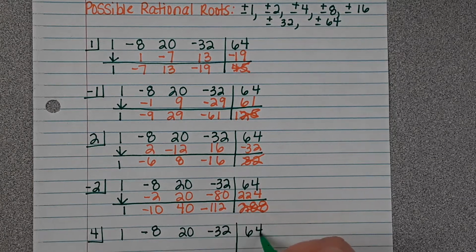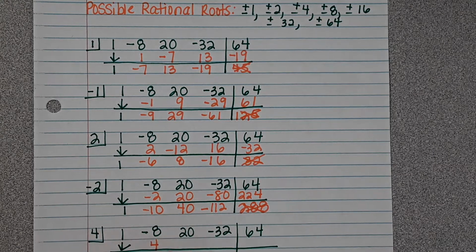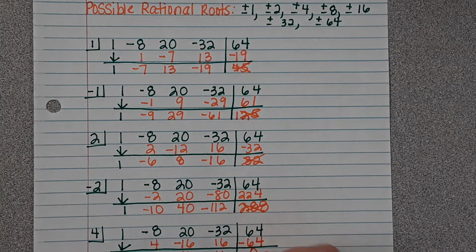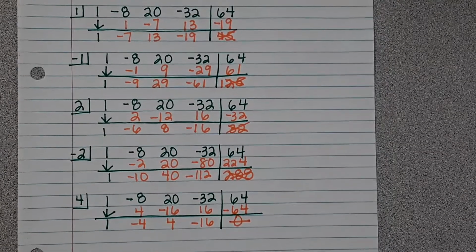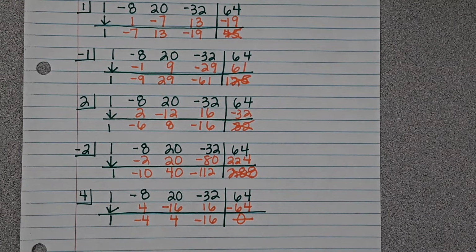You can't give up. Okay, 4 times 1 is 4. Negative 8 plus 4 is negative 4. 4 times negative 4 is negative 16. 20 plus negative 16 is 4. 4 times 4 is 16. Negative 32 plus 16 is negative 16. 4 times negative 16 is negative 64. So, what did we just prove? 4 is a rational root.